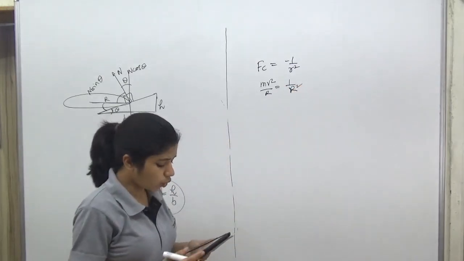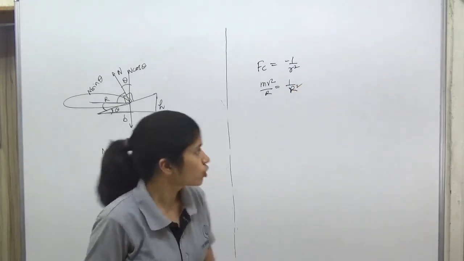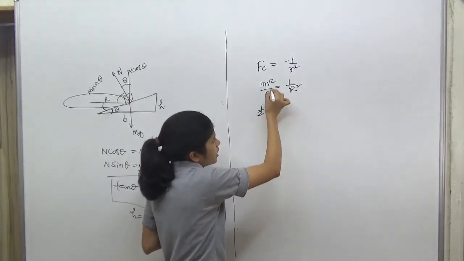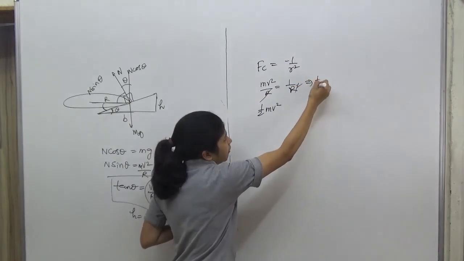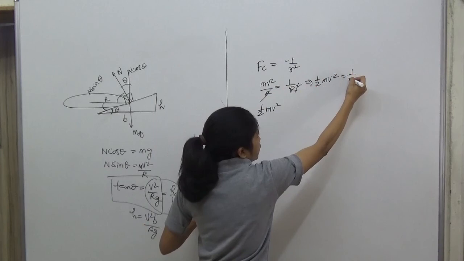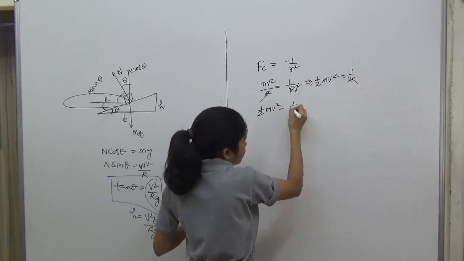Then the total energy is, total energy. Here half mv square is the kinetic energy. Half mv square comes from here, how much? mv square is 1 by r. So half mv square is 1 by 2r.